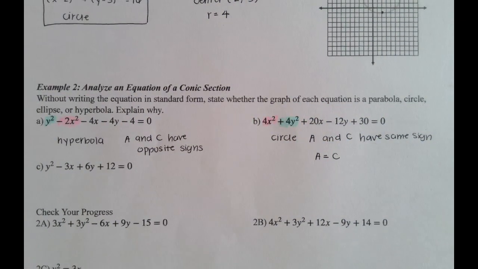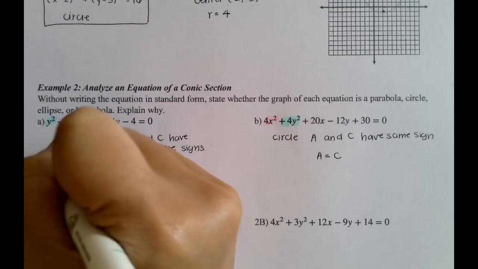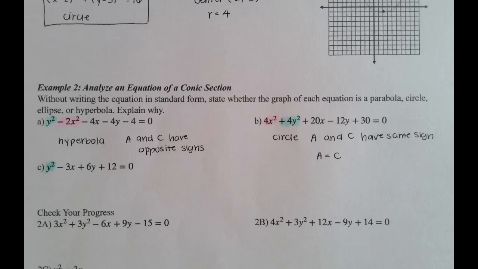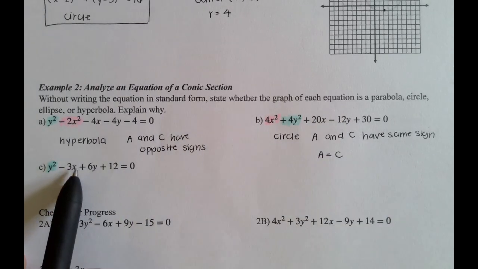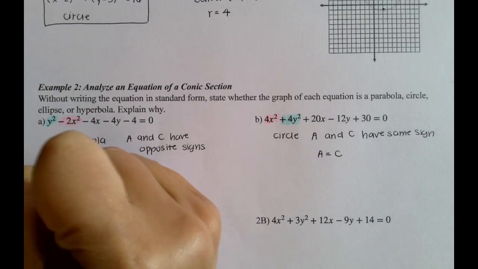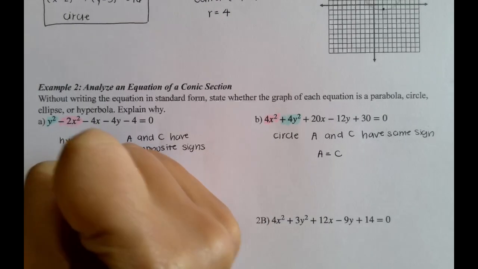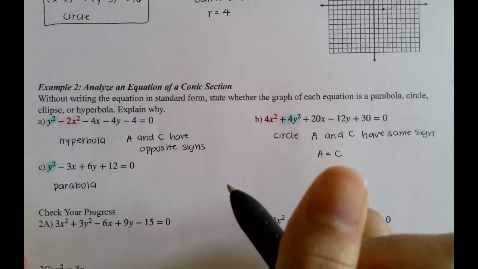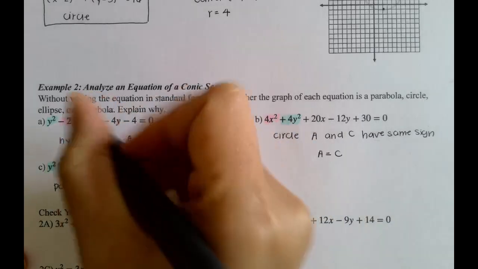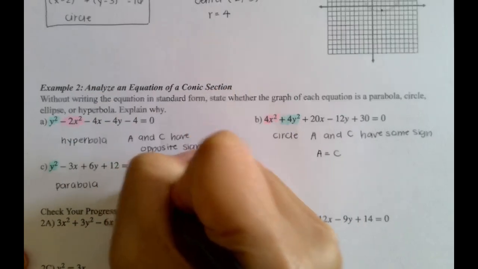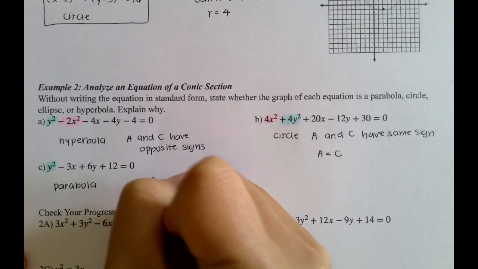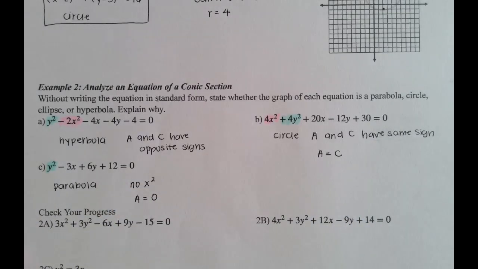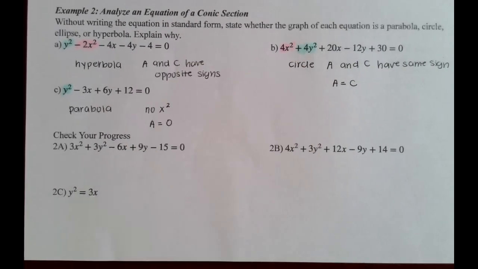Then the next one, I have y squared, but note I don't have any x squared. So x is only linear. This would make it a parabola, and the reason is because there is no x squared term, or in terms of what the book says, A in this case equals 0. Why don't you try CYP 2A, 2B, and 2C and come check your answer when you're done.